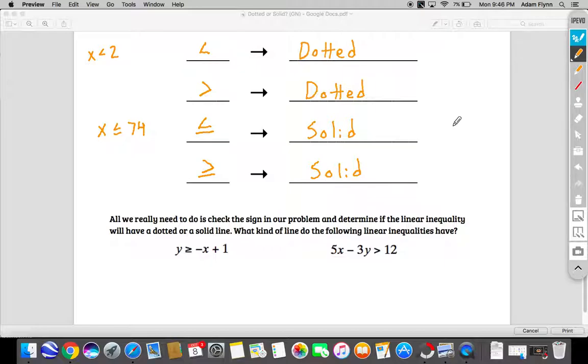So looking at these two examples, what kind of line do the following linear inequalities have? So I have y is greater than or equal to -x plus 1, right down here. So I'll take a look at my sign. It is greater than or equal to, so I know I'll have a solid line. And that is all I'm looking for.